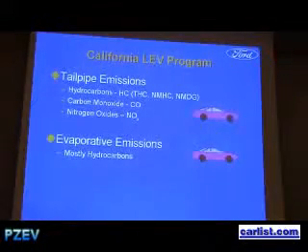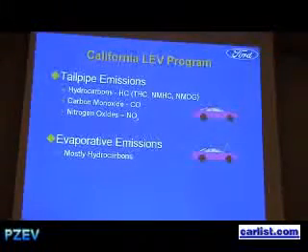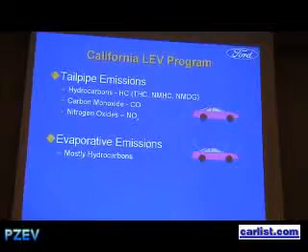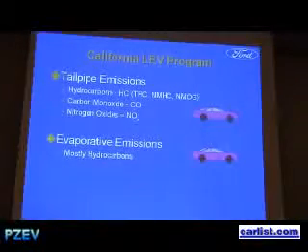The other part is the evaporative emissions that come off your car. And we'll talk about different sources. They're mostly hydrocarbon-based, and come off your tires. You know that new car smell that you have? Hydrocarbons.